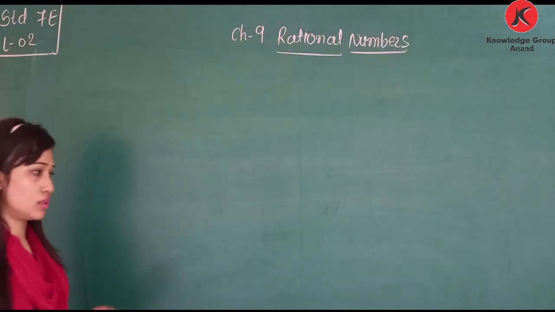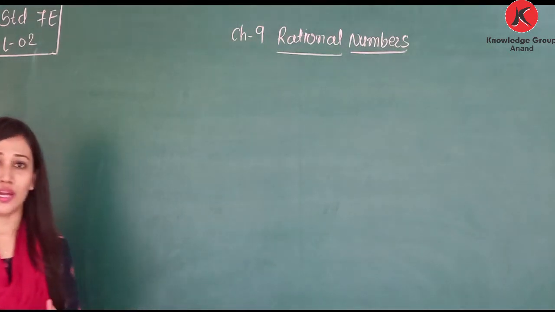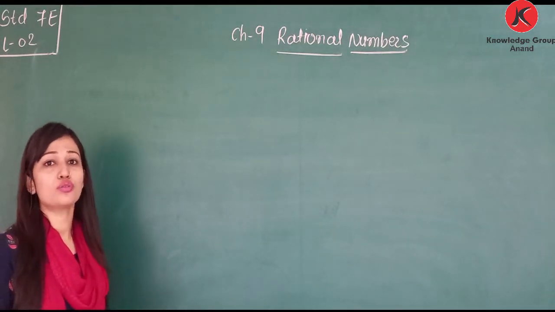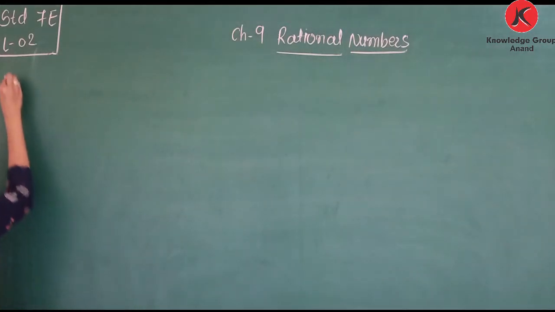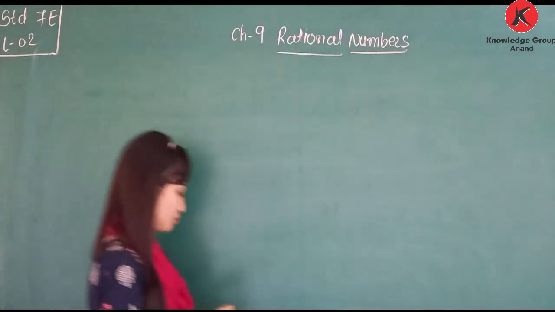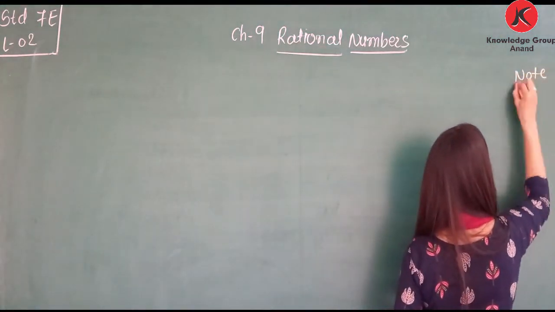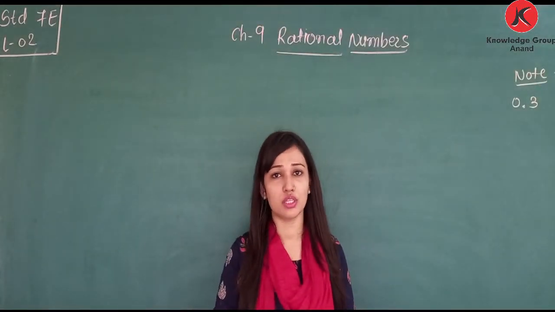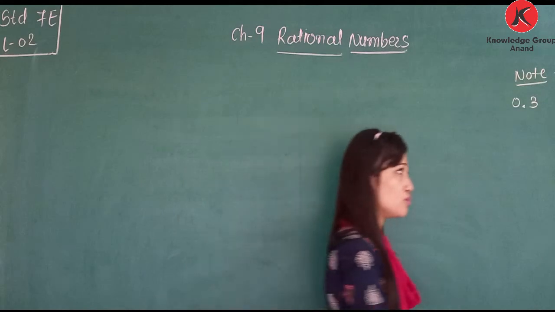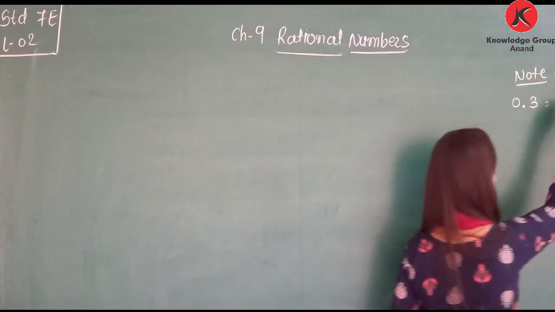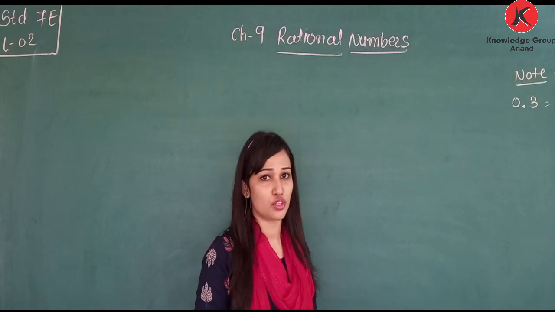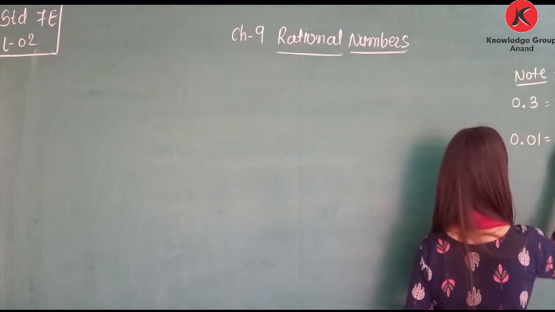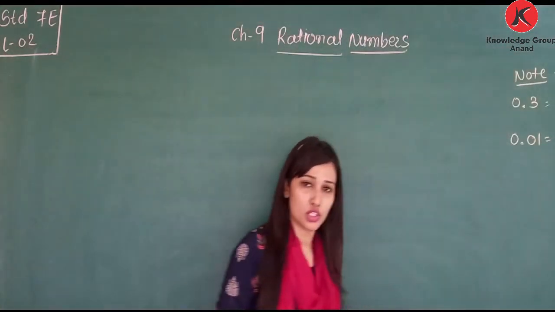Now there is one thing that you need to remember, that you will learn in your upper standard: decimal numbers are also there in a rational number. For example, if we take 0.2. Now a decimal is nothing but a fraction with a denominator 10, 100, 1000, or you can say 10,000. So 0.3 is 3 by 10, and this 3 by 10 is also a rational number. 0.01 is 1 by 100, and it is also a rational number.